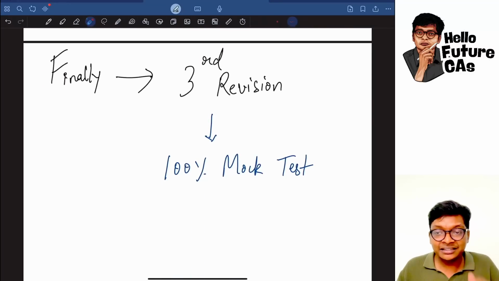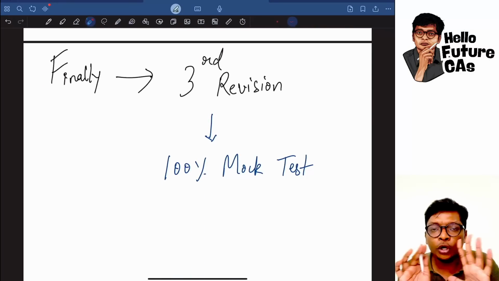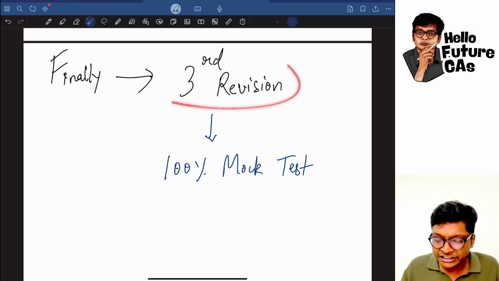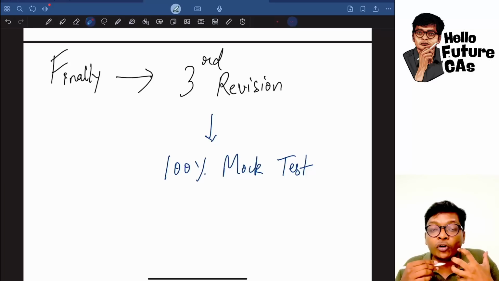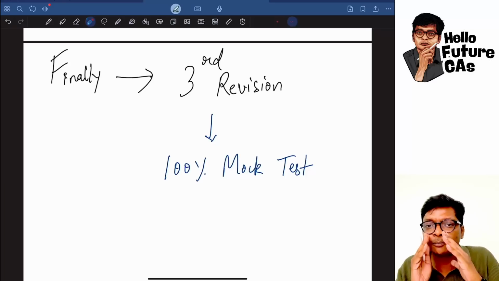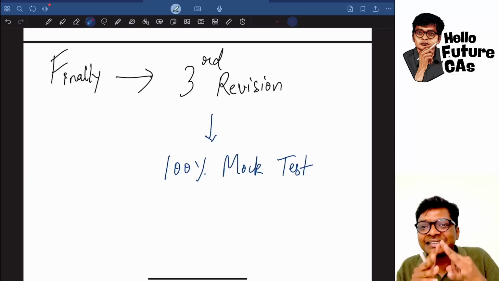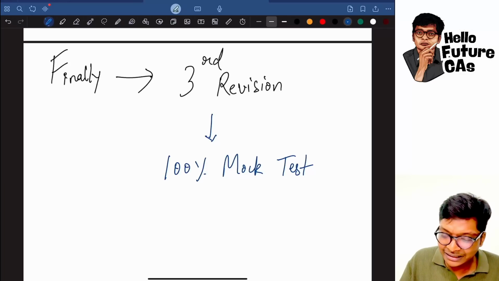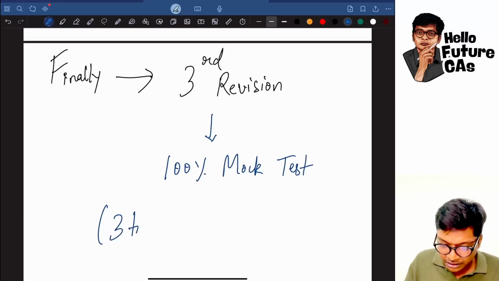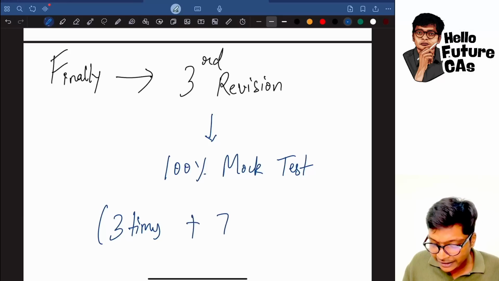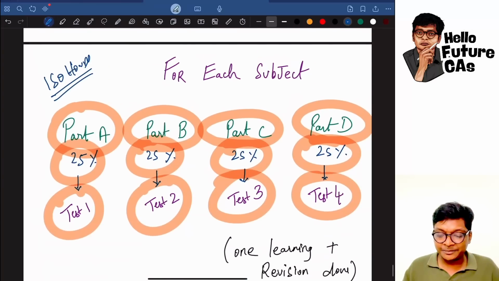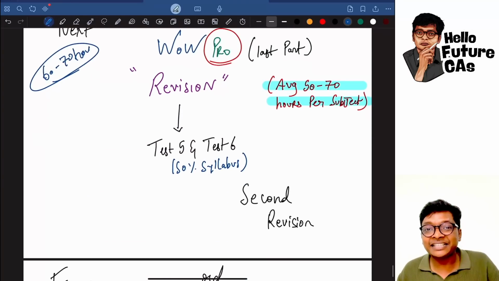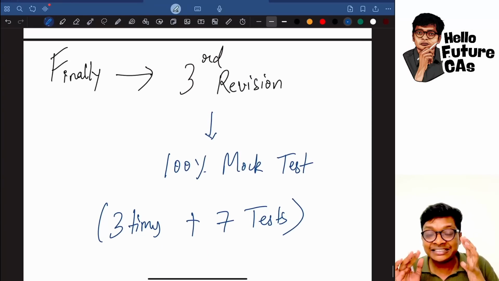Third revision. The third time when you are studying, I don't want you to watch any class. You will straight away go and write the 100 marks mock test after studying for 3 to 4 days. Therefore, what happens? When you follow this most flexible timetable, 3 learnings are done. You are studying a subject 3 times, plus you end up writing 7 tests per subject. First 4 tests, then test 5 and 6, and last the mock test, 7 tests.